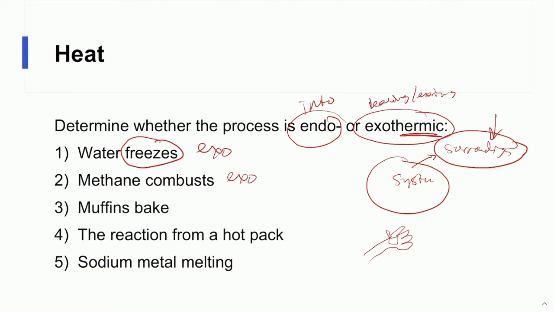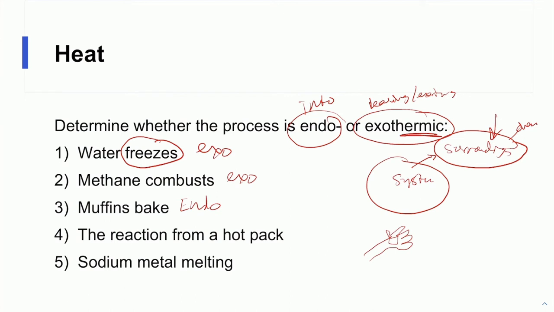Muffins bake. Okay, muffins have to be in an oven in order to bake, right? And so that's an endothermic process, right? They have to have heat in order to rise. Yes, it's hot in the oven, but the oven is the surroundings, not the system, right? So the muffins have to have the heat enter in order to bake.